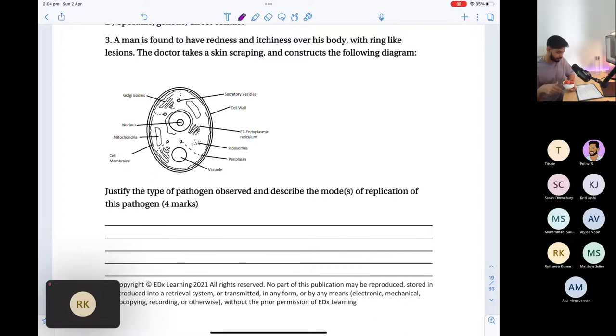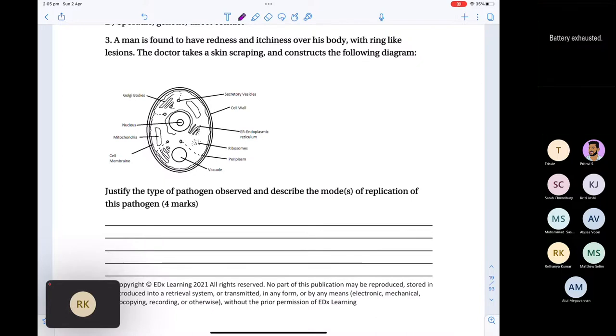Guys, hit the raise hand icon once you've got an answer. Can you guys appreciate why this is high yield? It's mod 5 and 7 combined, right? You're learning the kingdoms, the types of replication, and you also need to identify what pathogen it is. Good job, Alyssa. I don't see anyone else with their hand up.